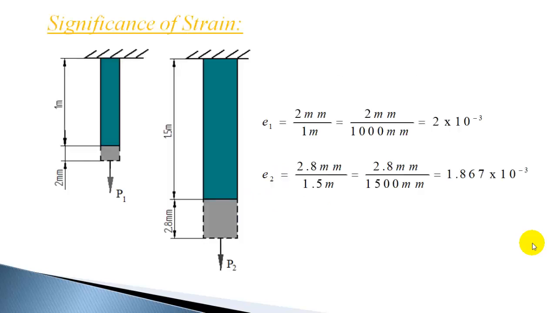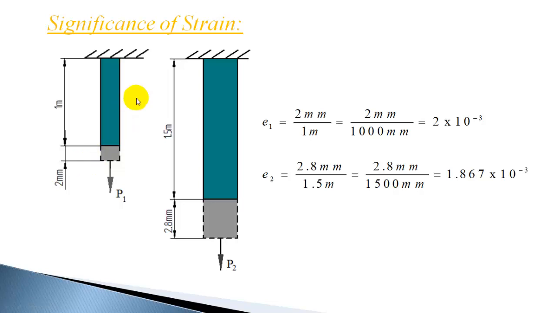Now what is the physical significance of strain? To understand the strain, let us consider a bar of 1 meter length subjected to a pull at the bottom. The bar is fixed at the top and subjected to a pull. The initial length of the bar is 1 meter, and due to this pull, the bar elongates by 2 mm.